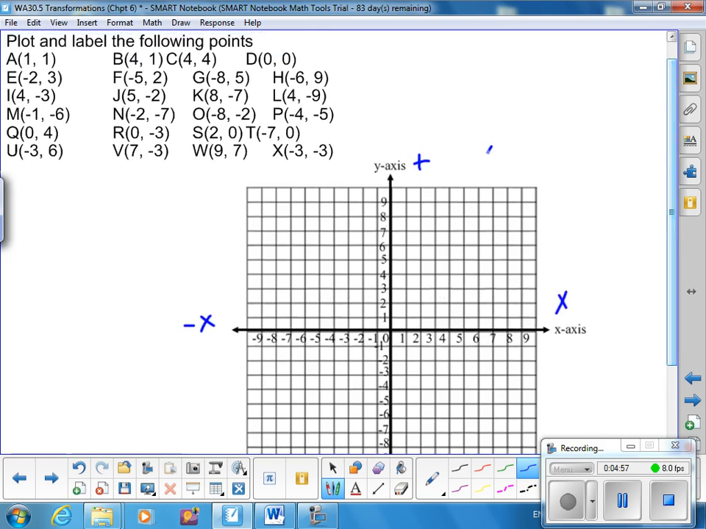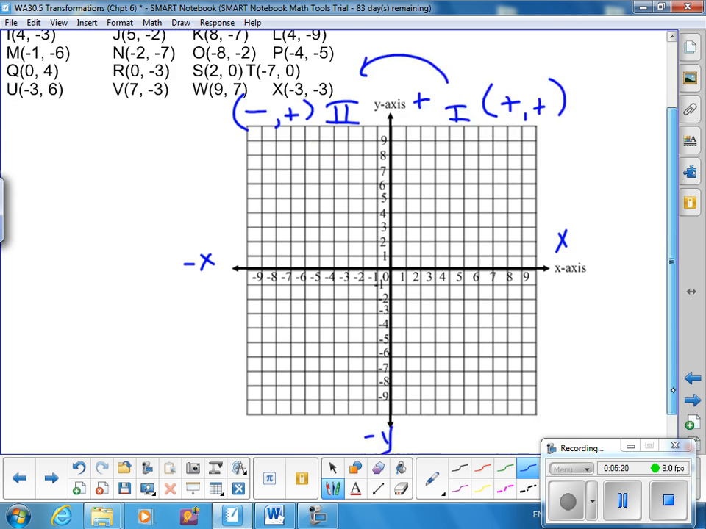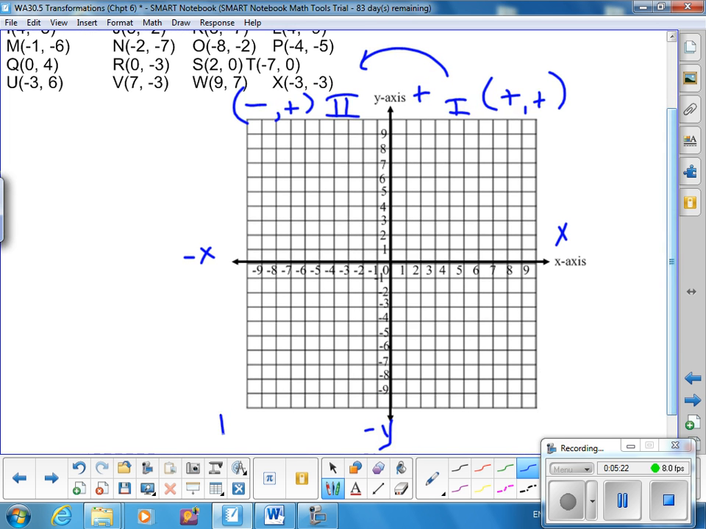So in this case, you have positive positives. So positive x, positive y's in this quadrant, which is quadrant 1. Quadrant 2, they're actually labeled counterclockwise starting in the first quadrant. Quadrant 2, the x's are negative and the y's are positive. Quadrant 3, which is down in the left bottom corner, the x's are negative and the y's are negative. And quadrant 4, the x's are positive and the y's are negative.